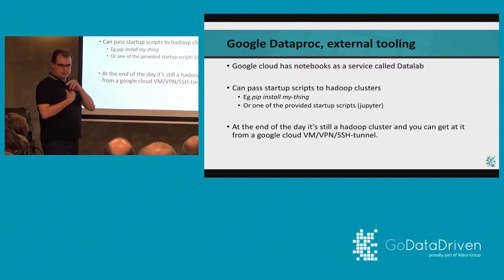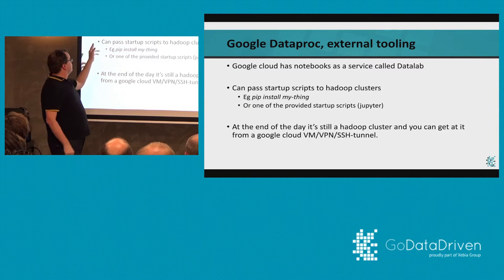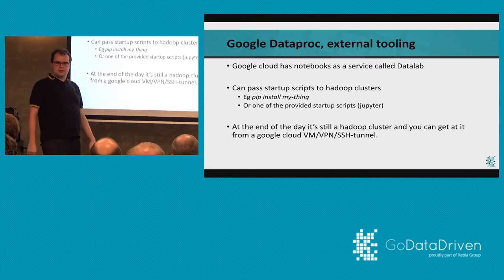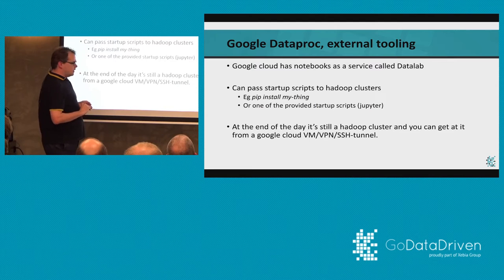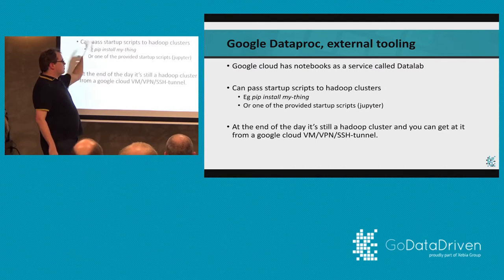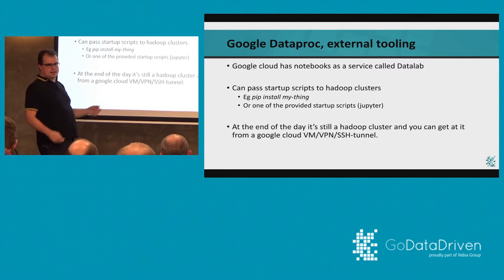External tooling. One of the most common external tools that people want to use is a notebook server. Google Cloud offers those as a service. So you can just say, give me a notebook and the size of machine, and it will spin up a notebook server for you on the specified machine size, which is pre-configured to access the other Google data services. And it also puts the notebooks you work with in Google storage for you.